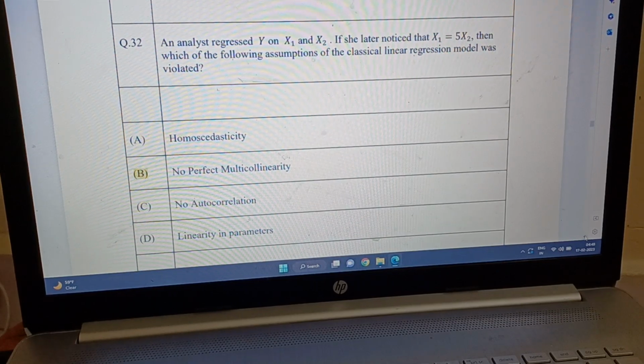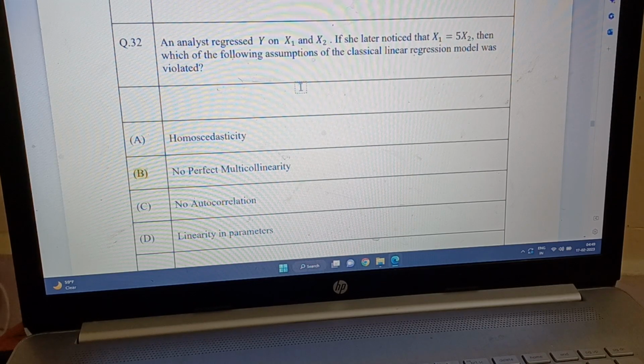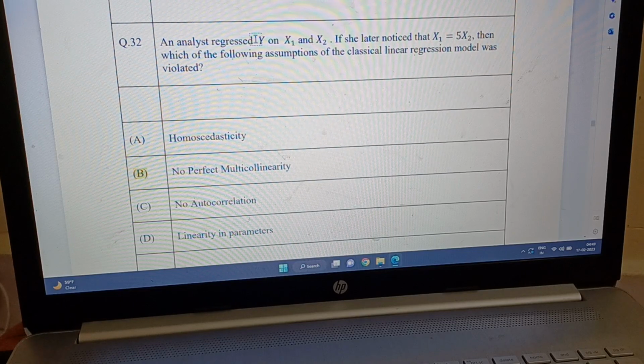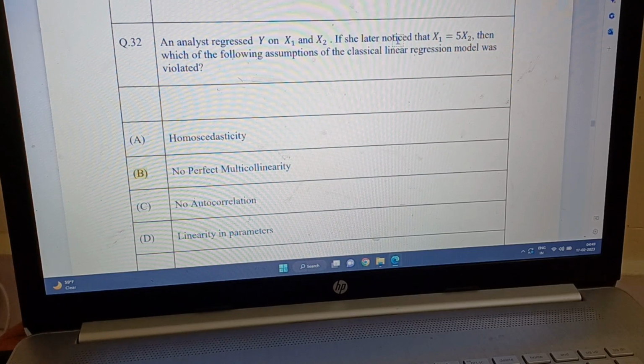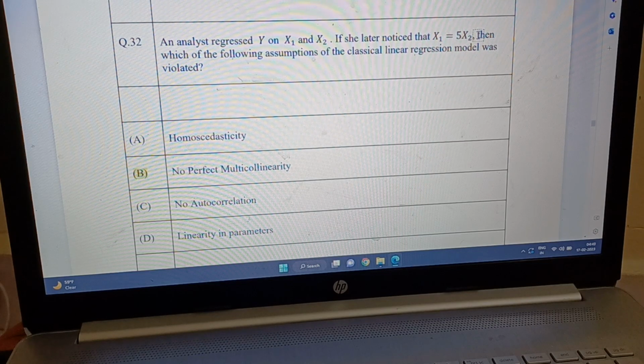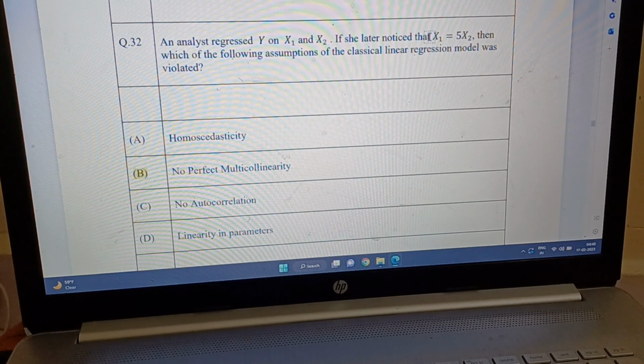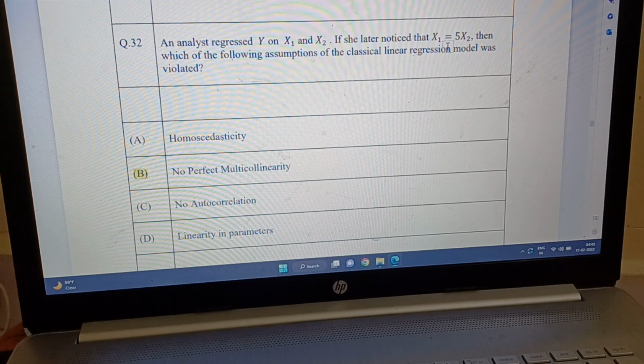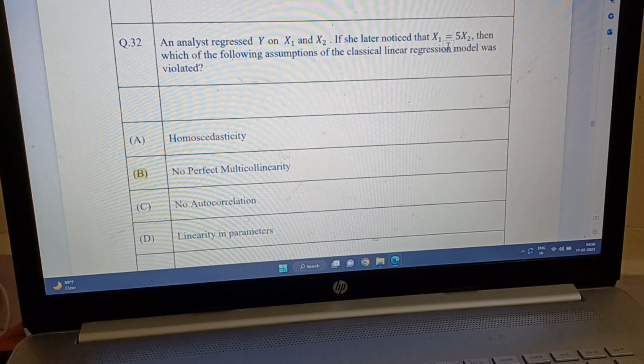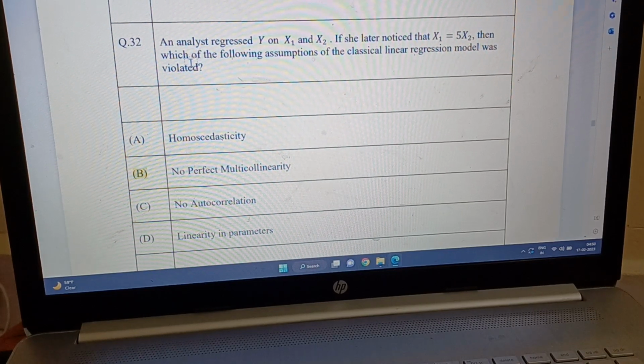Question number 32. An analyst regressed y on x1 and x2. Okay, so x1 and x2 are actually independent variables while y is the dependent variable. If she later noticed that x1 is equal to 5x2, oh, means they are completely correlated. Means when x2 is equal to 1, x1 is equal to 5, when x2 is equal to 2, x1 is equal to 10. So that way they are perfectly correlated. R is equal to 1. So the question is then which of the following assumptions of the classical linear regression model are violated?